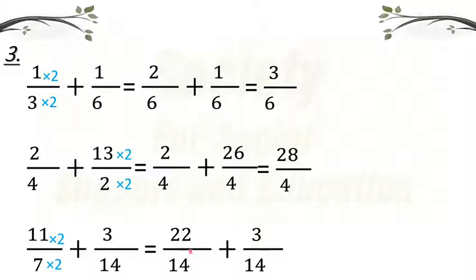Now 22 over 14 plus 3 over 14, they have the same denominator, so 22 plus 3 equal to 25 over 14. Keep the denominator the same.